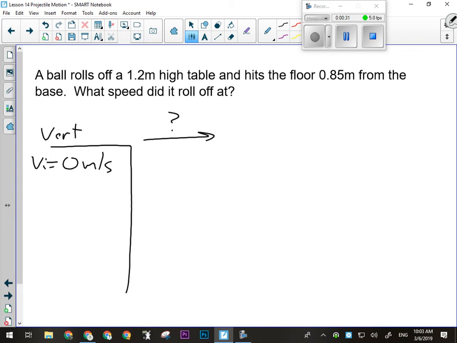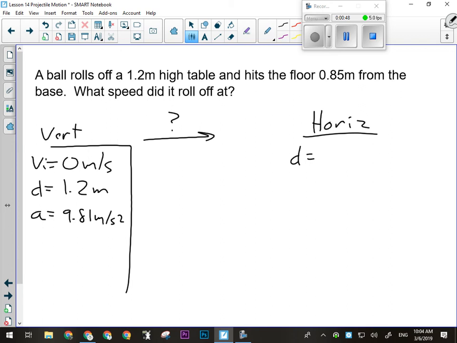We know that the vertical distance is the height of the table, so that's 1.2 meters, and we know the acceleration is 9.81 meters per second squared. So that's what we know vertically. Horizontally, all we know is how far the ball travels before it hits the ground in a horizontal direction, and that's 0.85 meters. But we're being asked to calculate the horizontal velocity or horizontal speed.